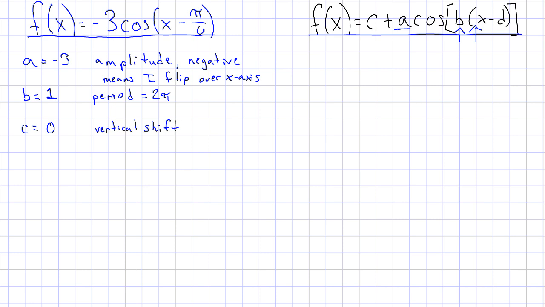And then the last thing is d. So I'm looking at d. That's going to be pi over 6. And d gives me the shift either to the right or the left, right? So it's minus pi over 6, but the actual number d is pi over 6. That means that I am shifting pi over 6 to the right.